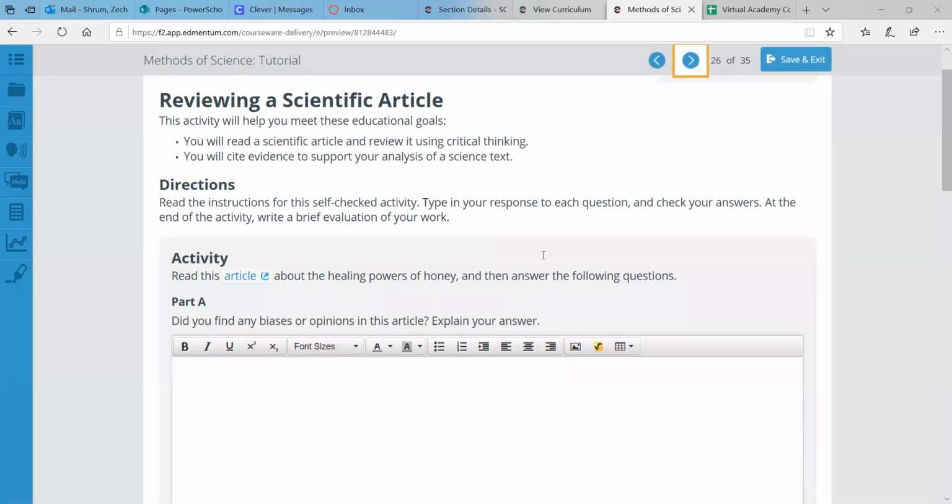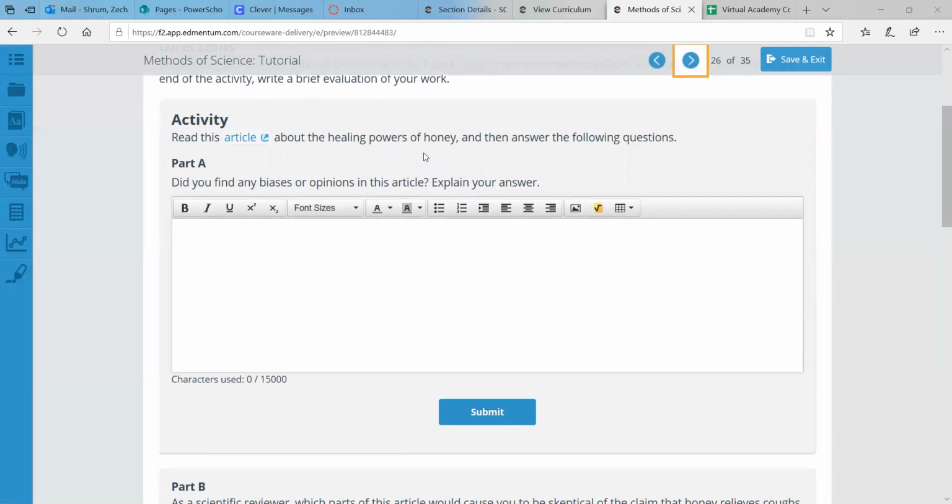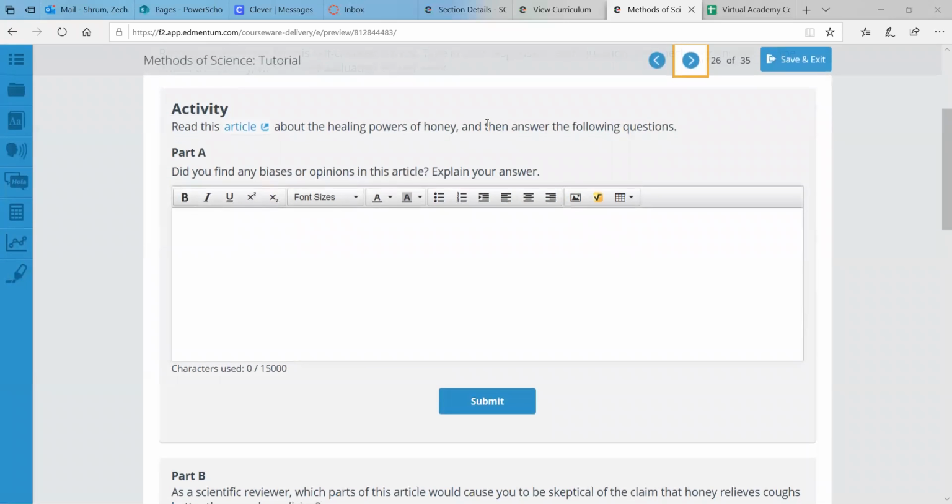So yeah, this talks about the healing powers of honey. And then this activity asks you to see, is there any bias? Are they using opinions? Are they using enough evidence and facts to back up what they're saying, or is it more wishy-washy?